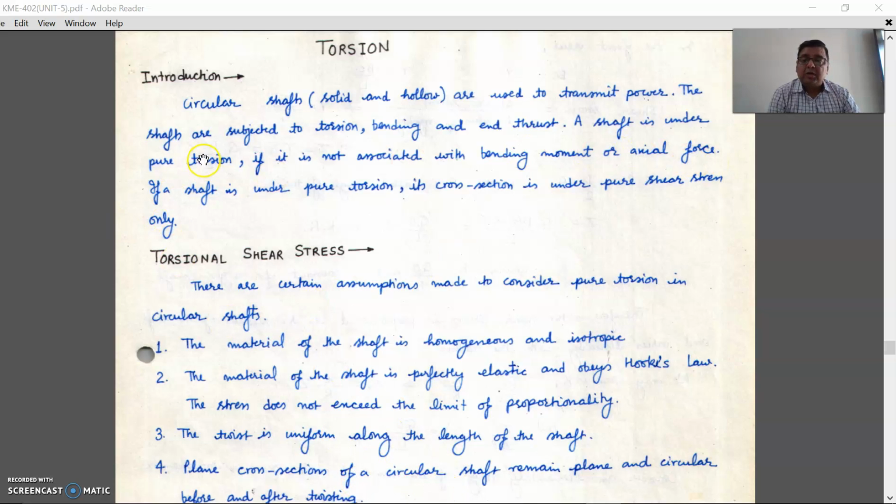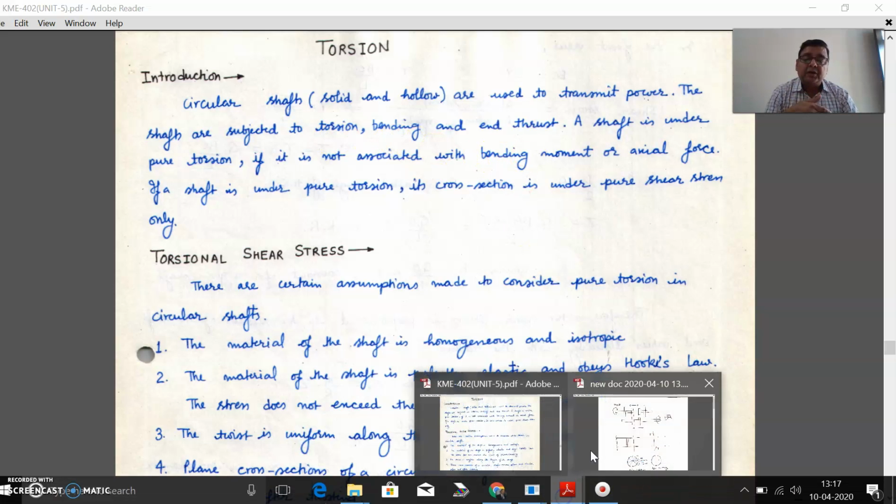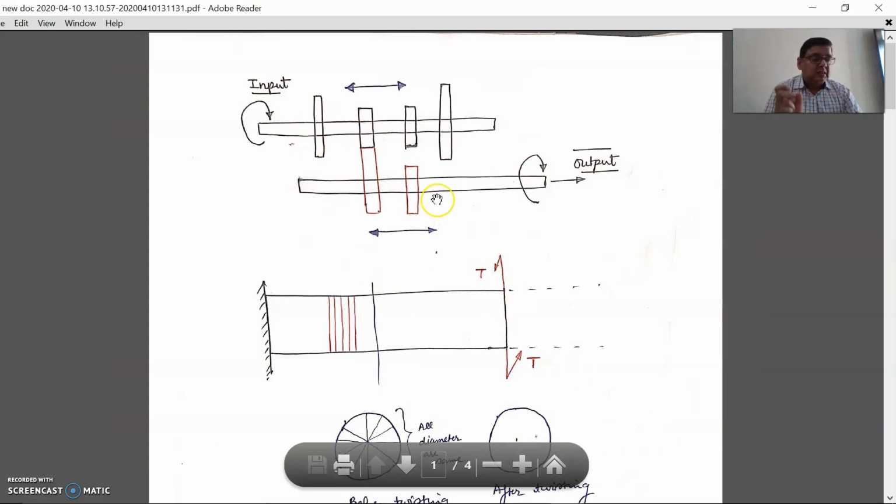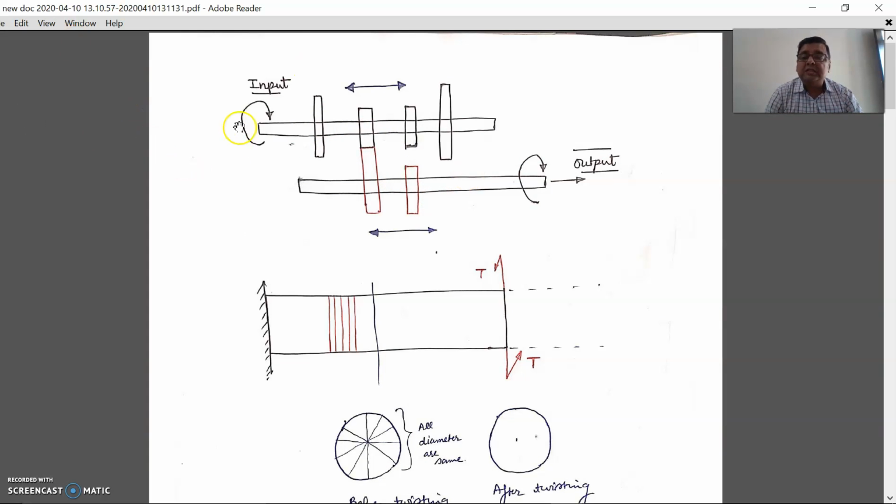So to explain this concept, how one shaft is under the application of torsion, bending and end thrust, I tried to make one diagram. This is the diagram of maybe a gearbox, and the input is coming from this side, from the engine side, and the output is going out after the gearbox, right? These are the different gears, and this is the main input shaft of the drivetrain, and this is the output shaft of the drivetrain.